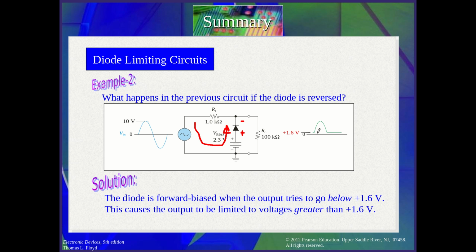So this is the line that everything below will be cut, and only the positive half cycle will go through the circuit. Okay, above 0.7.